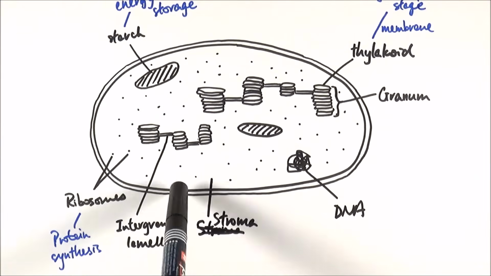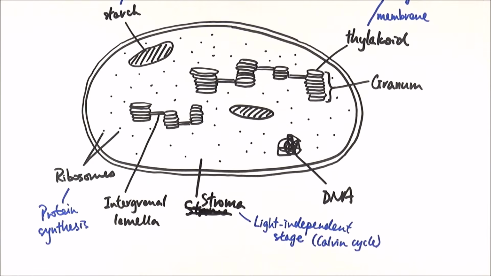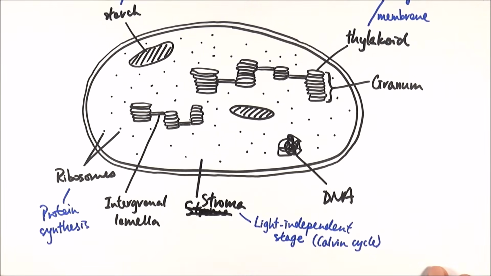And finally, we've got stroma, which is the fluid that fills up the space within the chloroplast. It's kind of like the cytoplasm in a cell, but it doesn't do the same thing. And stroma is the site for the light-independent stage, which is the second stage of photosynthesis. We also call this light-independent stage the Calvin cycle, but we'll go into more detail in another video.